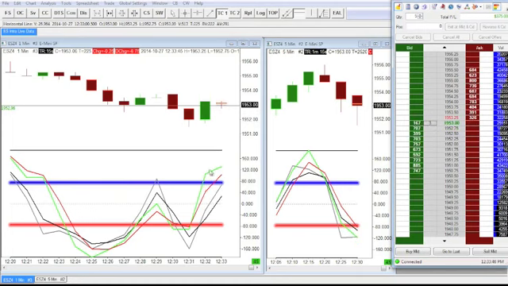Okay, we're getting up into this overbought area again. You can see the red and green traveling up above this blue line. And as they level off and start to travel back to the short side, we're going to follow this down.